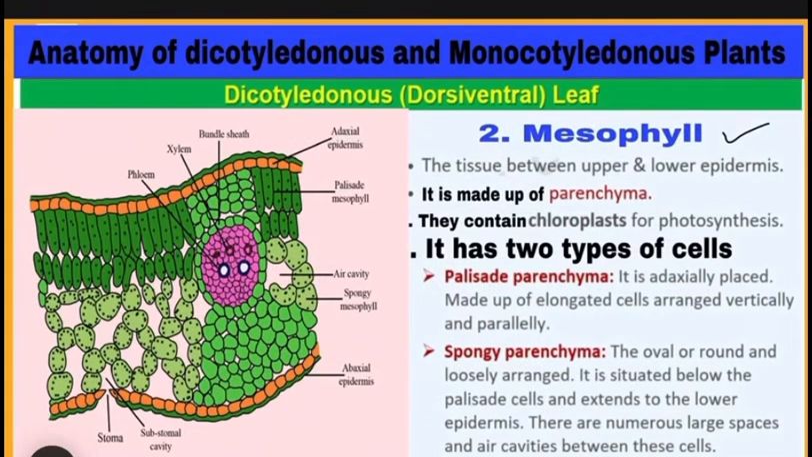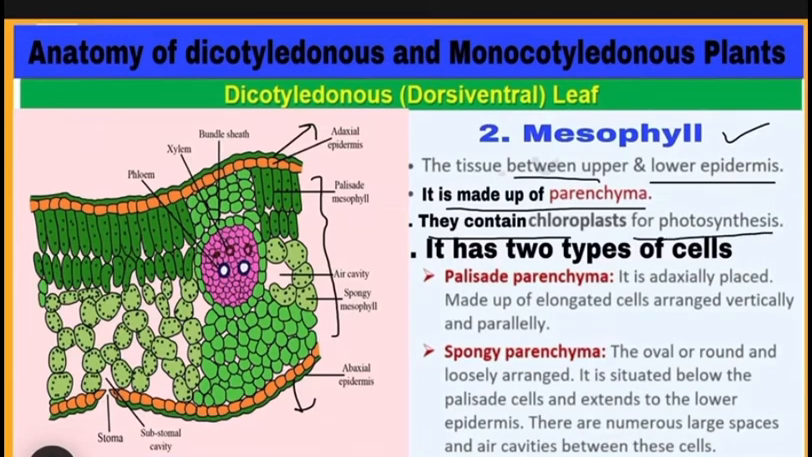Mesophyll layer. It is present between upper and lower epidermis. This is upper epidermis, lower epidermis, and this is mesophyll layer. It is made up of parenchyma cells. Parenchyma cells की बनी होती है. They contain chloroplast for photosynthesis. इन सेल्स के अंदर क्लोरोप्लास्ट प्रेजेंट होता है जो फोटोसिंथेसिस में हेल्प करता है.